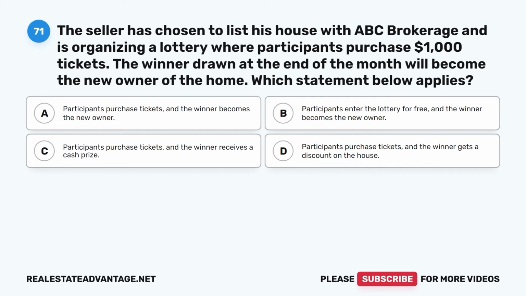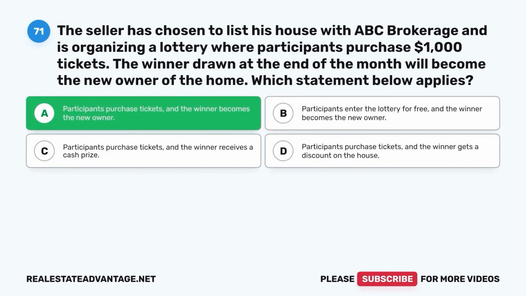Question 71. The seller has chosen to list his house with ABC Brokerage and is organizing a lottery where participants purchase $1,000 tickets. The winner drawn at the end of the month will become the new owner of the home. Which statement below applies? A. Participants purchase tickets, and the winner becomes the new owner. B. Participants enter the lottery for free, and the winner becomes the new owner. C. Participants purchase tickets, and the winner receives a cash prize. D. Participants purchase tickets, and the winner gets a discount on the house.